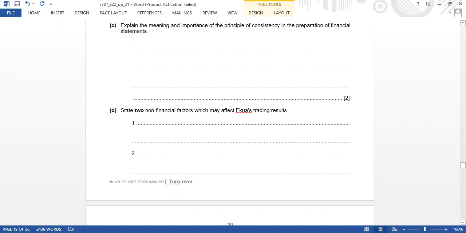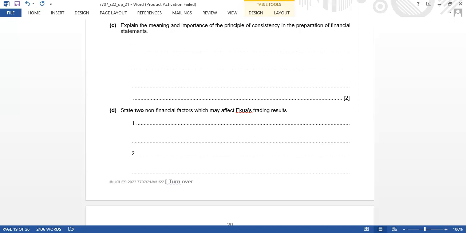So consistency is using accounting methods or accounting principles consistently from one accounting period to another. Mainly it is used for depreciation policy: from one accounting period to another, we are using the same depreciation policy, for example, 20% on reducing balance method. That is meant by the principle of consistency.